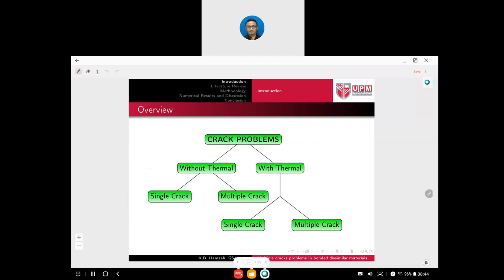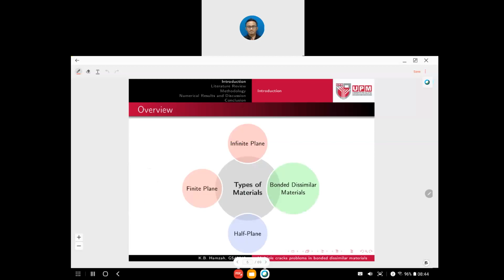The first one, a crack without thermal, and the second one, a crack with thermal. And then the crack can exist in terms of a single crack and multiple cracks. And then for the types of materials, generally there are four, which are infinite plane, finite plane, half plane, and bonded dissimilar material. My research focuses on the case of bonded dissimilar materials and for the case of a crack without thermal.